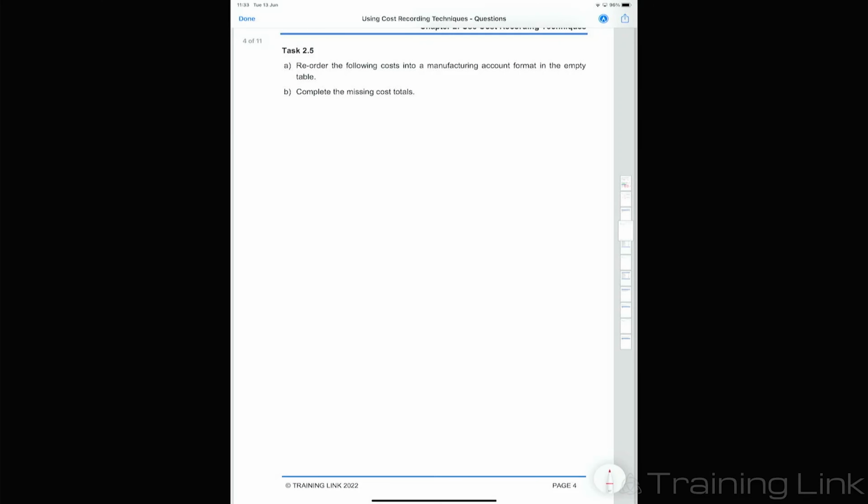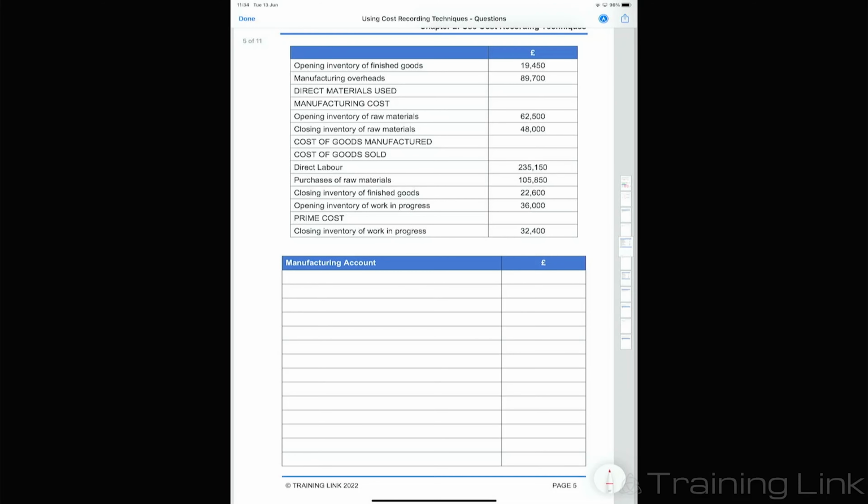Okay, so task 5. We are going to reorder the following costs into a manufacturing account format in the empty table, and we've got to complete the missing cost totals. So I've put all of this onto one page just so we're not flicking back and forth and it's a bit easier to follow.